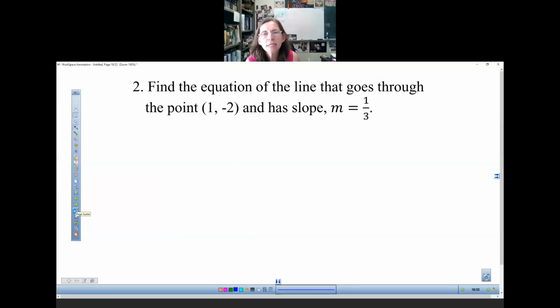Okay. So the next one says find the equation of the line that goes through this point and has this slope. Same thing. We're doing exactly the same thing. Okay. So we're going to go through this again. We've got y minus our y value. Here's my y value. Okay. Is equal to the slope, here's my slope, okay, times x minus my x value, okay? So this is, again, the point slope form.